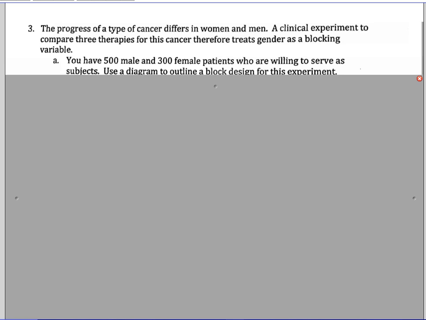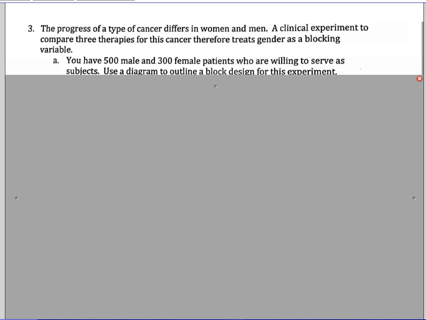The progress of a type of cancer differs in women and men. A clinical experiment to compare 3 therapies for this cancer therefore treats gender as a blocking variable. Keep in mind, I have 500 male and 300 female patients, right? Now, what I'm about to show you is not how I selected those 500 males and 300 females.